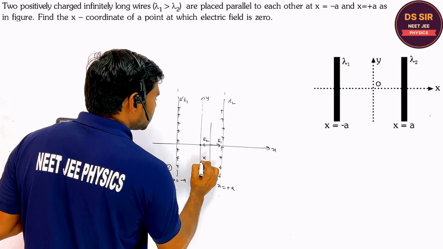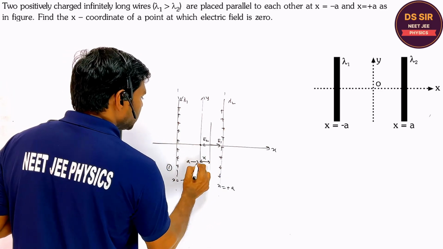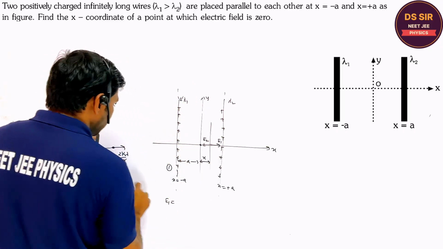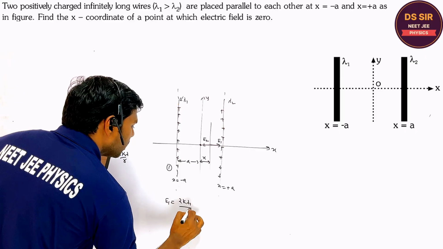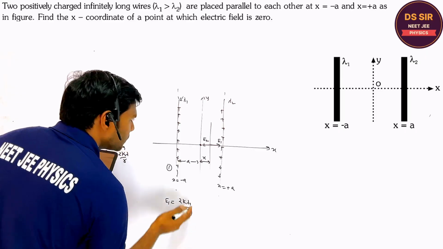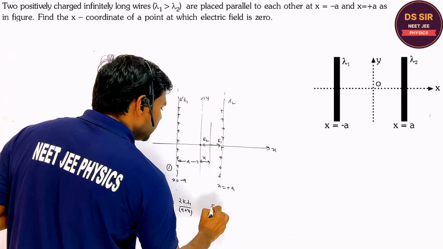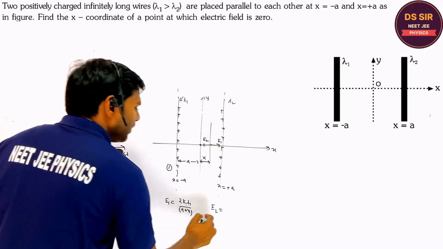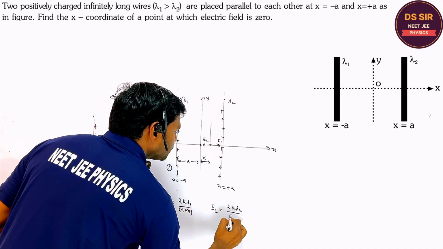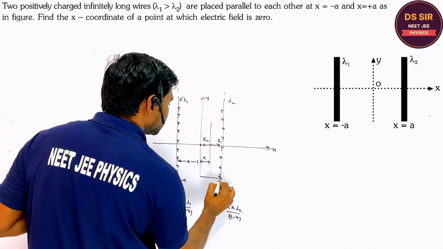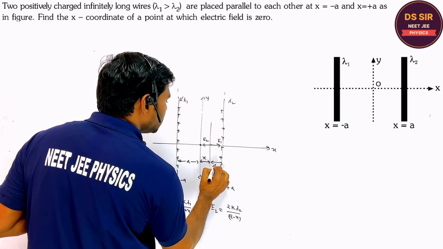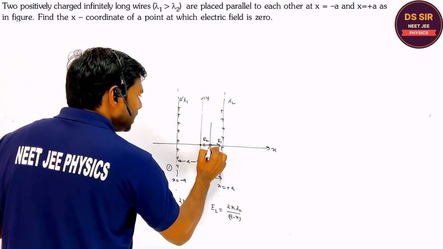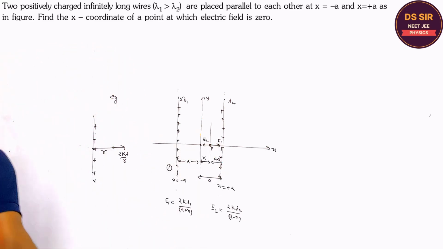So assume this distance is x, and this is a. The E1, the electric field because of this line charge, is nothing but 2k lambda 1 upon a plus x, towards the right. What is E2? The electric field due to this, at this point towards the left, will be 2k lambda 2 upon a minus x, because this distance is a and this is x, so this distance will be a minus x, right?